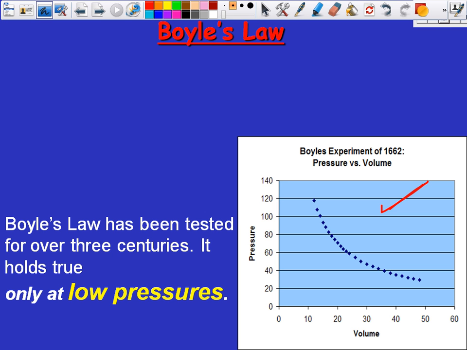The combined gas law was formed from three other separate laws. We're going to go through those three laws. I'm going to be honest with you, I've never seen these laws asked for explicitly, so I'm going to run through this real quick and just talk about the bare minimum.